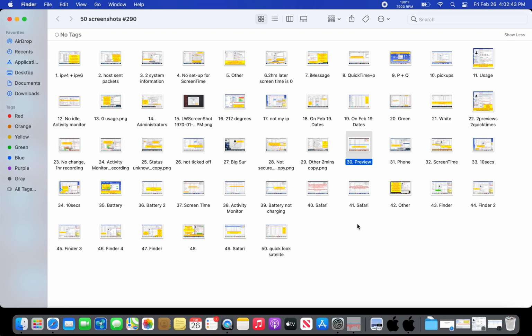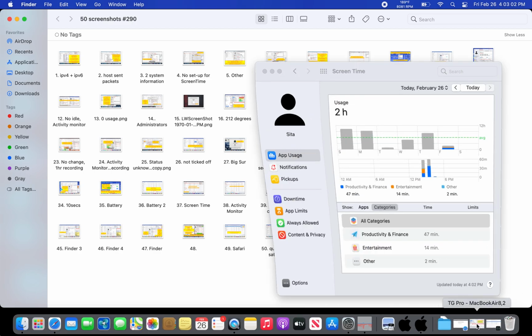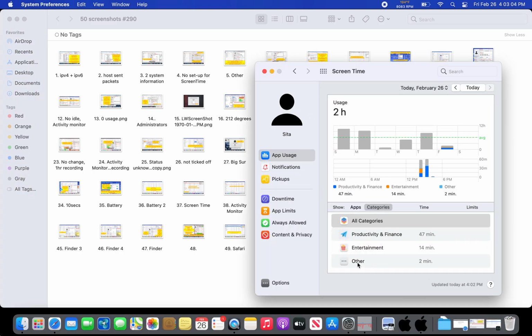Can you send it up the ladder then? Yes, I'm going to send that as a separate issue. Yes, please. Let them know I have two previews, two QuickTimes, and two TextEdit in screen time. Actually, I'll bring up screen time right now. And the other is still at two minutes. And it started when I keyed in the session key.